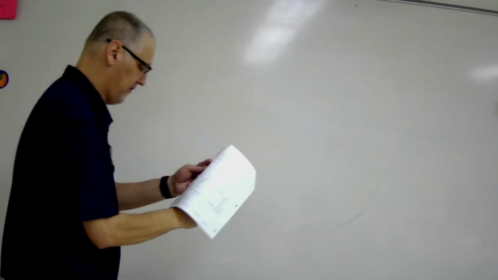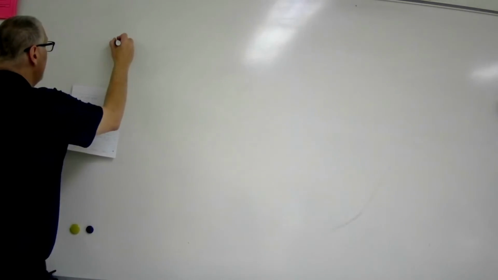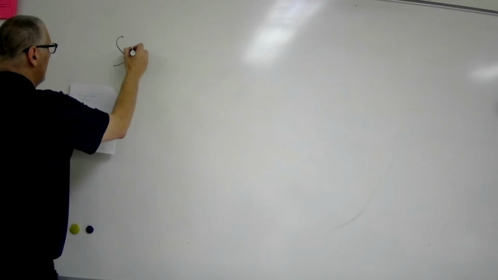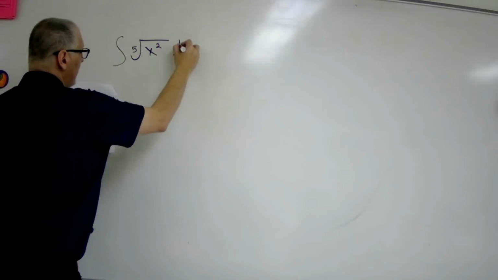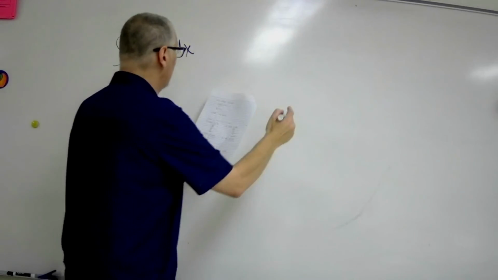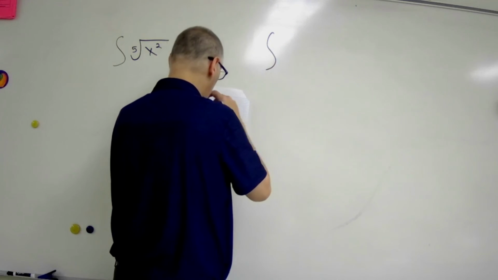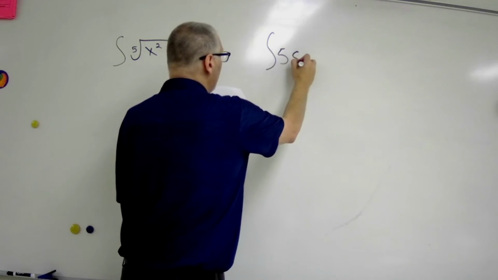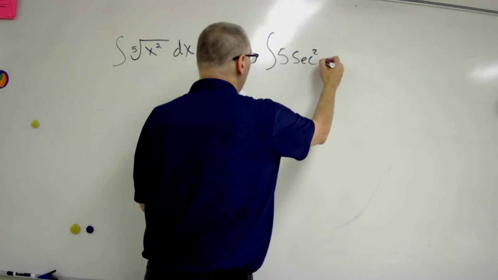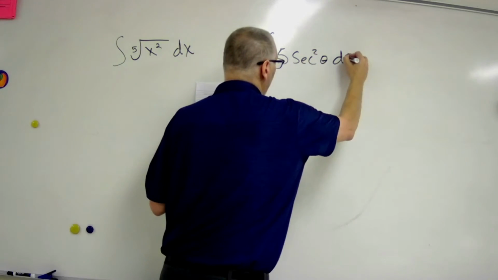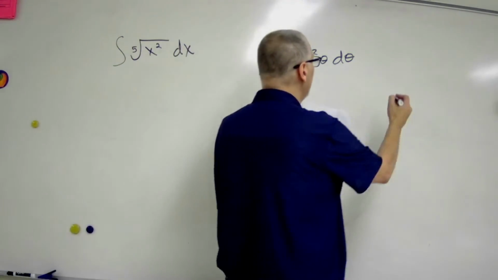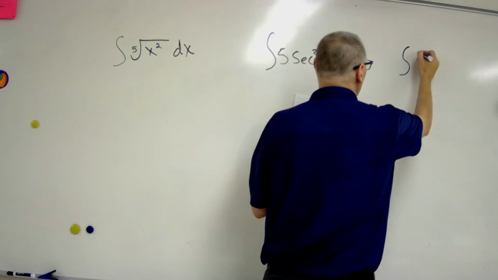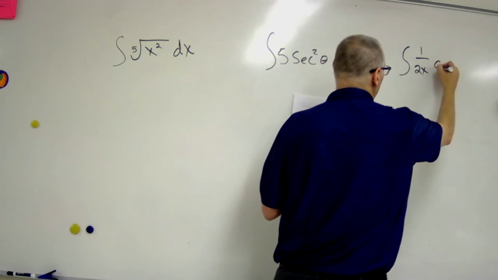All right, guys, I'm going to give you some problems to practice. Let's do the integral of the 5th root of x squared dx. Let's do the integral of 5 secant squared theta d theta. And I'll give you the integral of secant squared here in a second. And the integral of 1 over 2x dx.